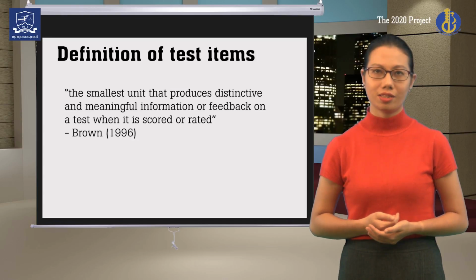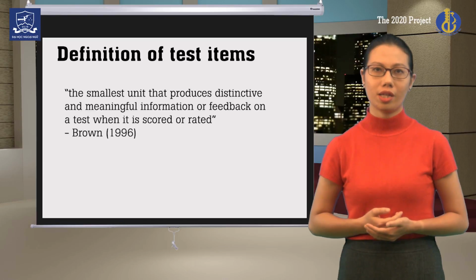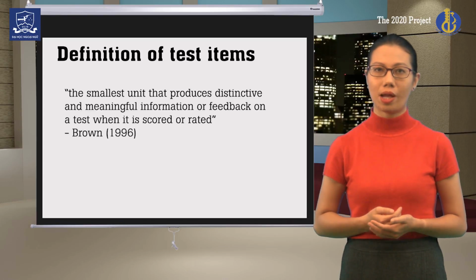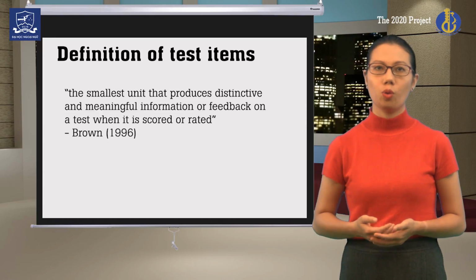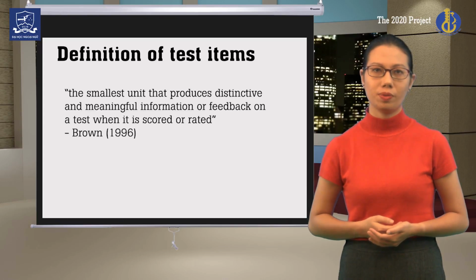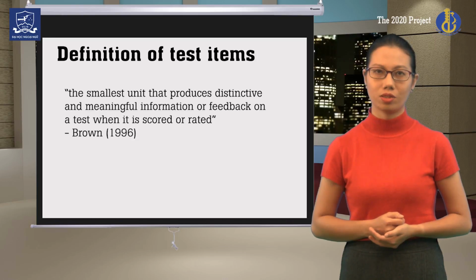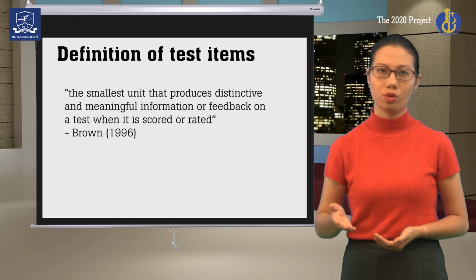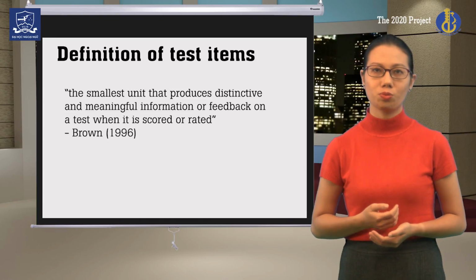Brown 1996 defines the term item very broadly as the smallest unit that produces distinctive and meaningful information or feedback on a test when it is scored or rated. This definition will be general enough to work for every type of language test from multiple choice to portfolio, yet will be specific enough to also prove useful.